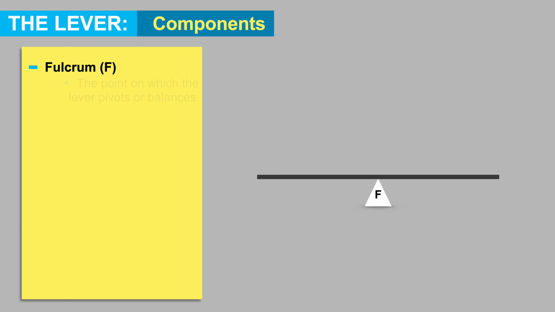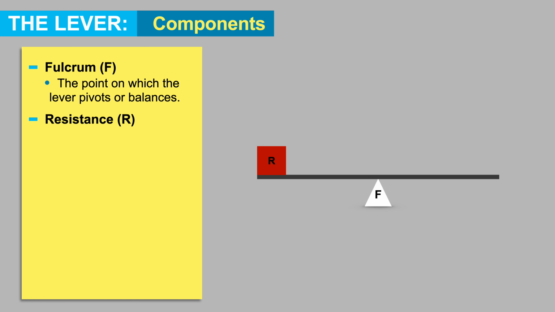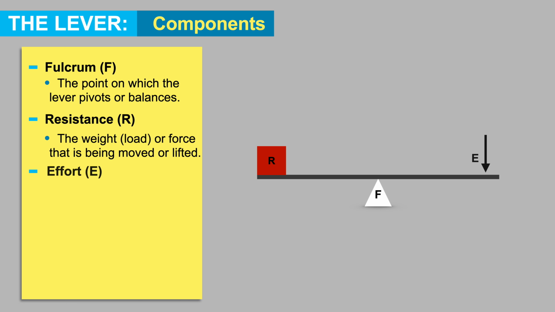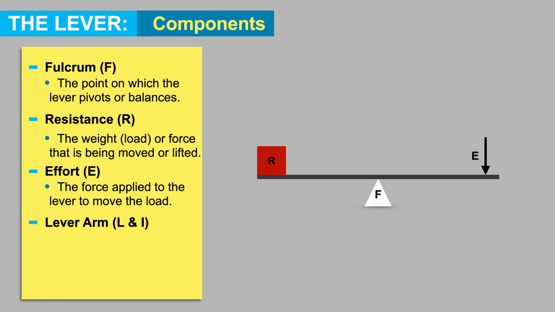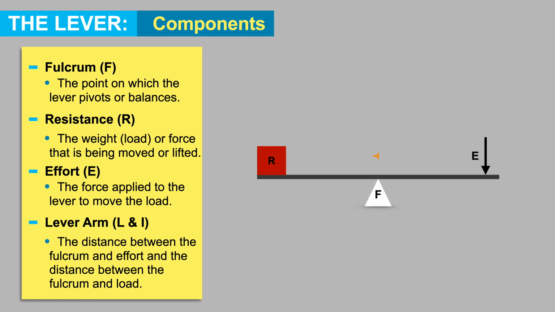The fulcrum is the point on which the lever pivots or balances. It can be located anywhere on the lever depending on the type of lever. The resistance, which is also known as the load, is the weight or force that is being moved or lifted. The effort is the force applied to the lever to move the load. Another component we could add to this list are the lever arms. The lever arms, which are represented by L and I, are the distance between the fulcrum and effort, and the distance between the fulcrum and resistance. Together, all these components make a lever.